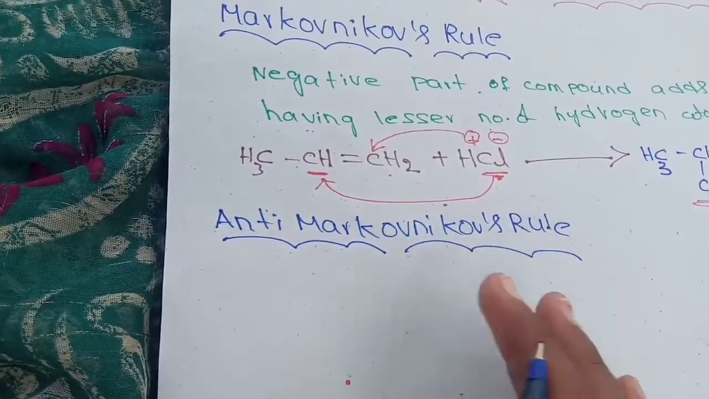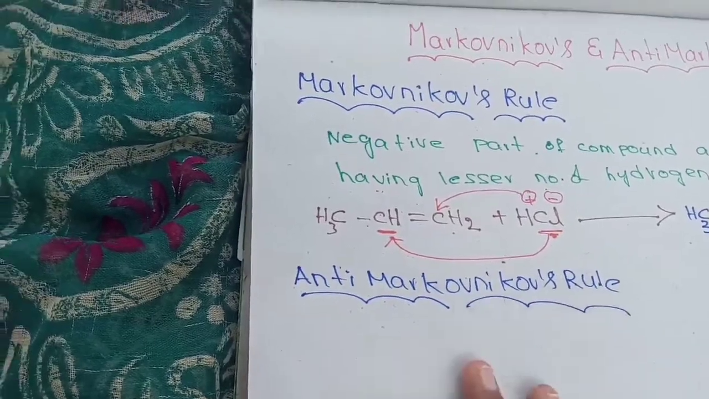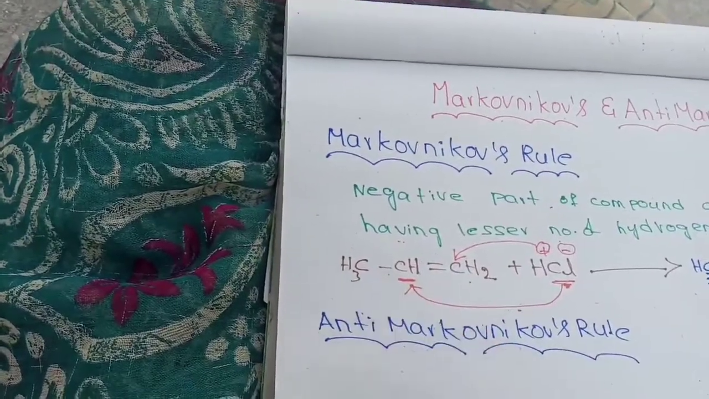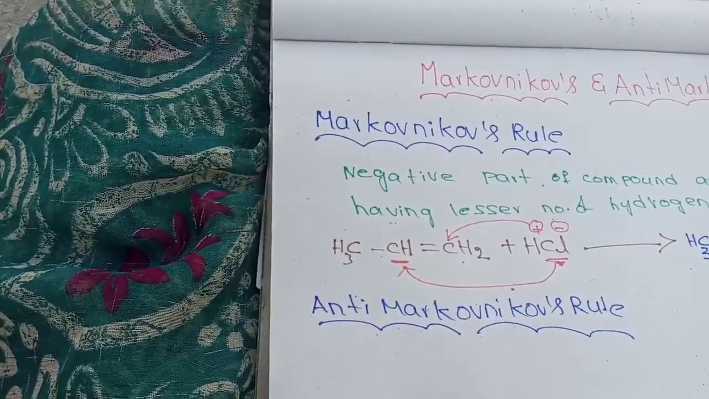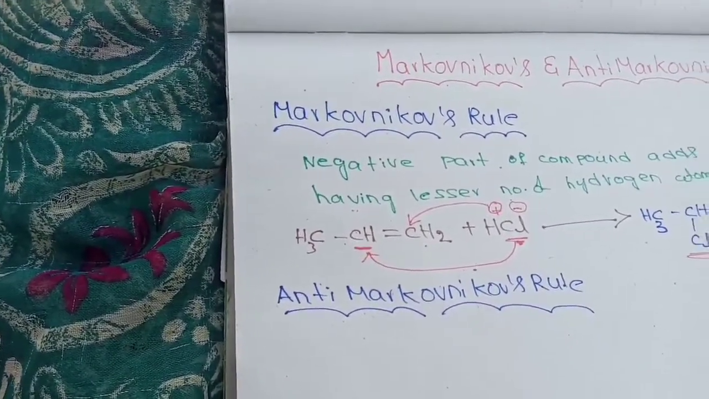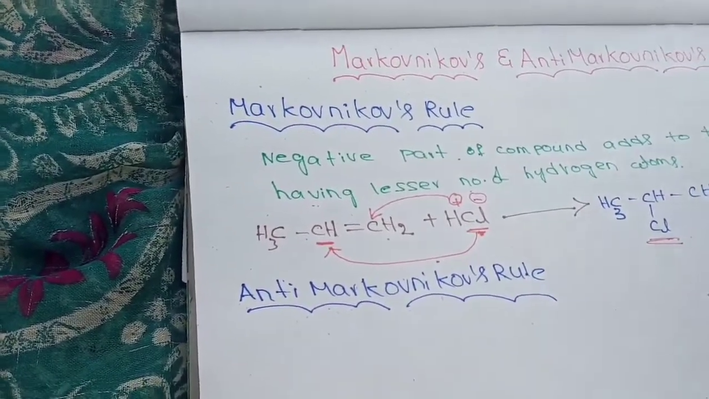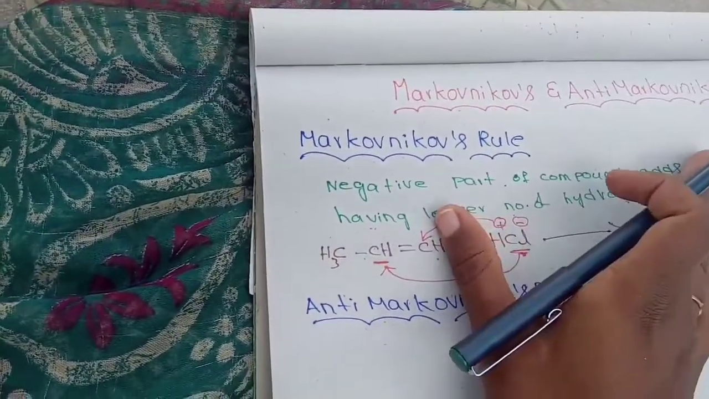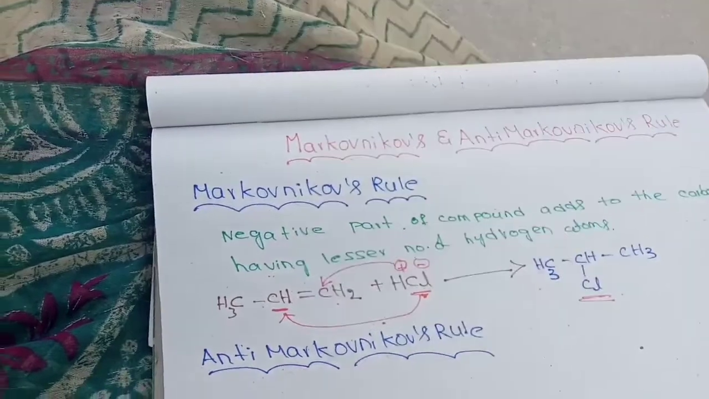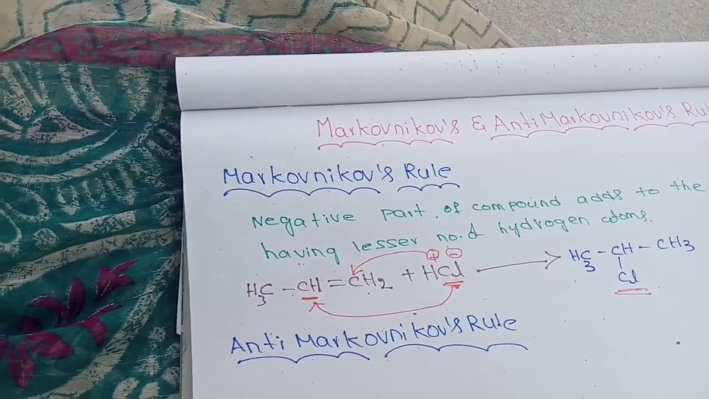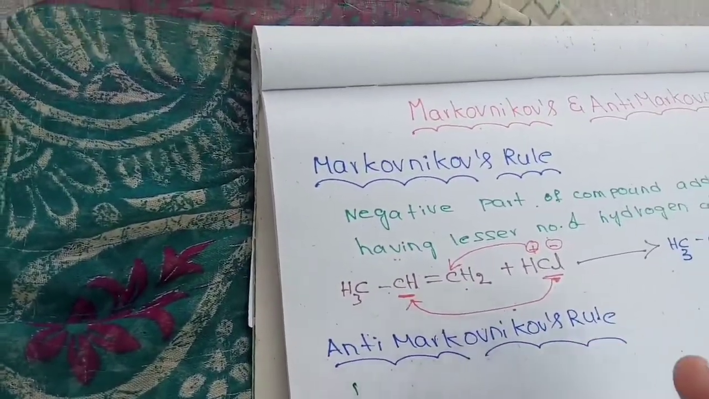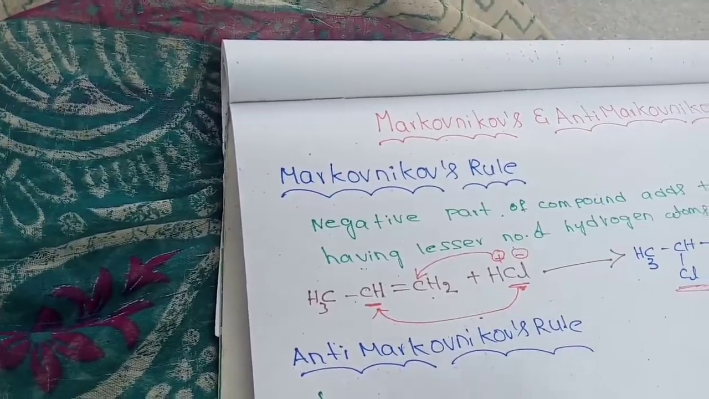Now I will explain the anti-Markovnikov's rule. See friends, for the same type of unsymmetrical alkene, if the reaction proceeds in the presence of peroxide, then we have to follow the anti-Markovnikov's rule. It is exactly opposite to Markovnikov's rule. Markovnikov's rule says the negative part of the compound adds to the carbon which has fewer hydrogen atoms. But anti-Markovnikov's rule says that the negative part of the compound adds to the carbon having the maximum number of hydrogen atoms.